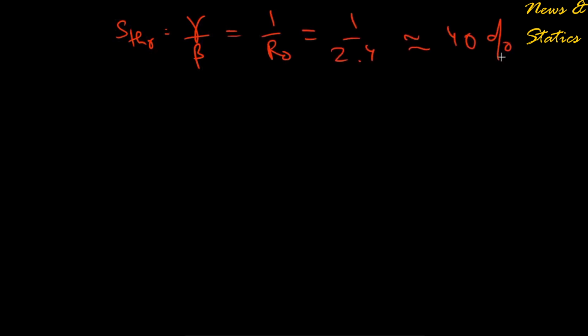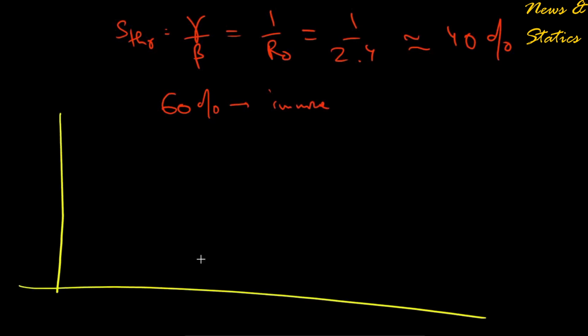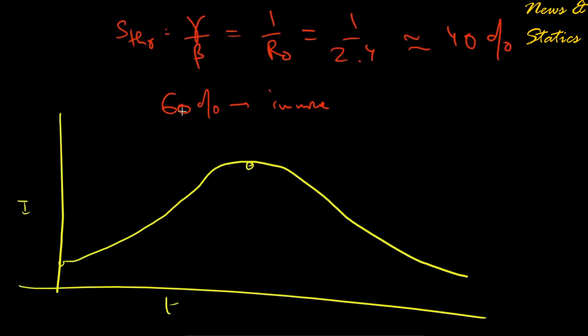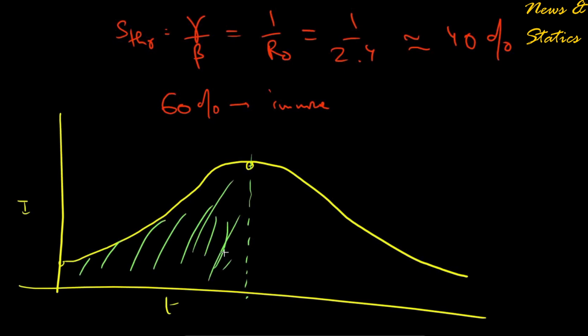roughly 40%. So when the susceptibles fall to 40% of the population, that's when herd immunity will set in. That means the number of immune people must be 60%. So if I actually draw the graph of I versus t, and it increases in this way, and then it decreases, the peak comes here. So this area, which symbolizes the number of immune people, should actually be 60% of the population.